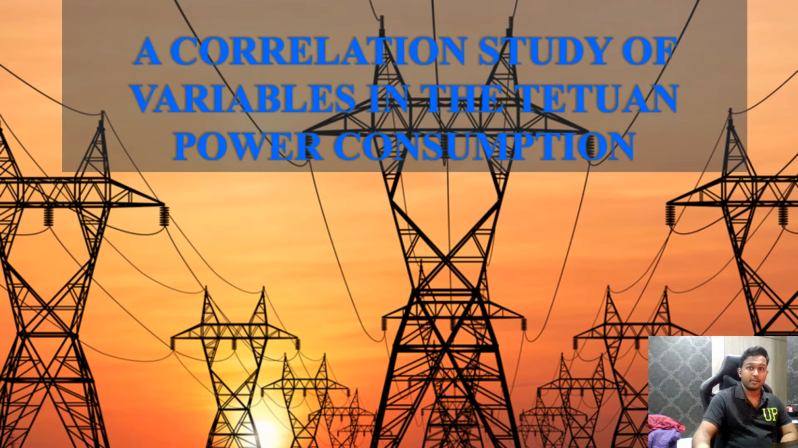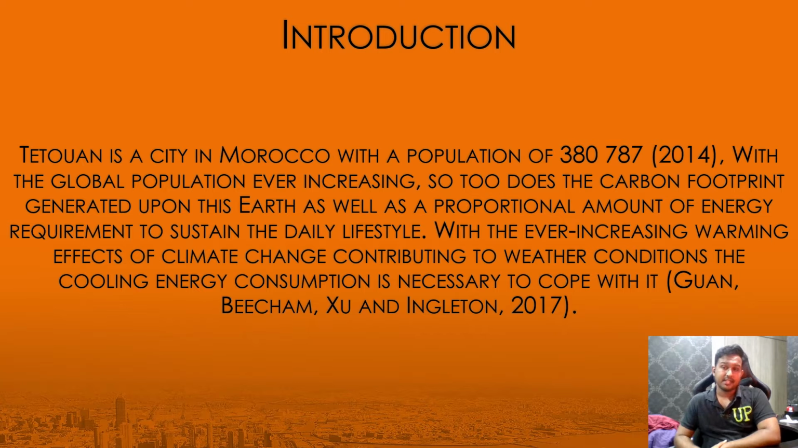Today we'll be talking about assignment 3's video presentation, and the topic for today is a correlation study of the variables in the Tetuan power consumption. A brief introduction on Tetuan is that it is a city in Morocco with a population of 380,000 as of 2014, and by now it will have exponentially increased, and so too would their carbon footprint. And with that, there would be an ever increasing temperature due to global warming, and the power consumption in order to maintain a normal lifestyle would be necessary to cope with it.